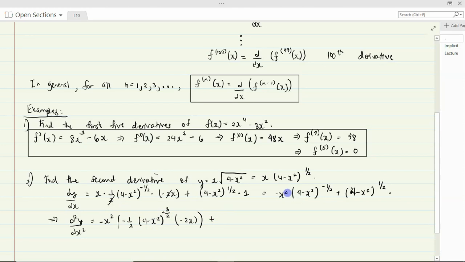Plus, this time ang stay natin ay ang 4 minus x squared raised to negative 1/2. And ang i-differentiate natin ay negative x squared. Ang derivative niyan ay negative 2x.